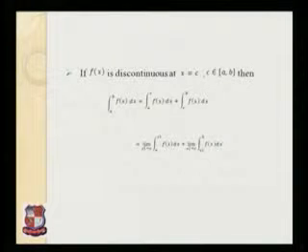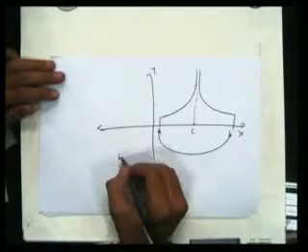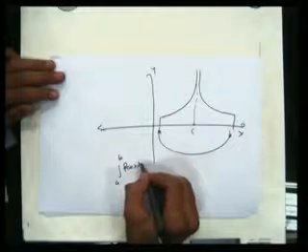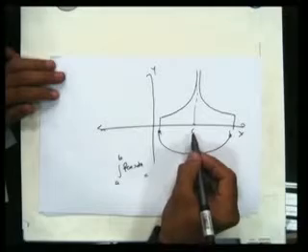Suppose a function is defined over the interval a to b, and let this function be discontinuous at some point c here. Then the integration over this interval from a to b can be written as the sum of two intervals, from a to c and c to b.